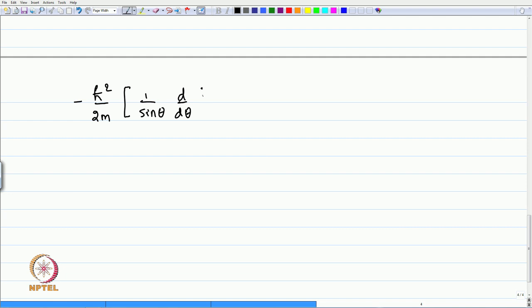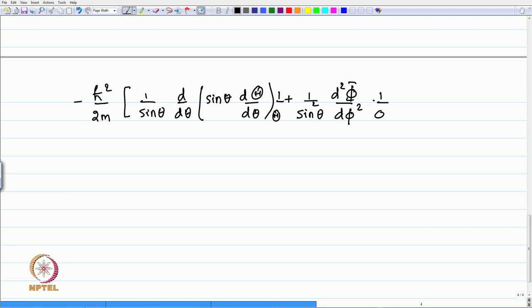What you have here is sin theta d theta by d theta plus 1 by sin square theta. That is also 1 by capital Theta here, 1 by sin square theta d squared phi by d phi square multiplied by 1 by phi. All of this is equal to minus c, therefore plus c is equal to 0.